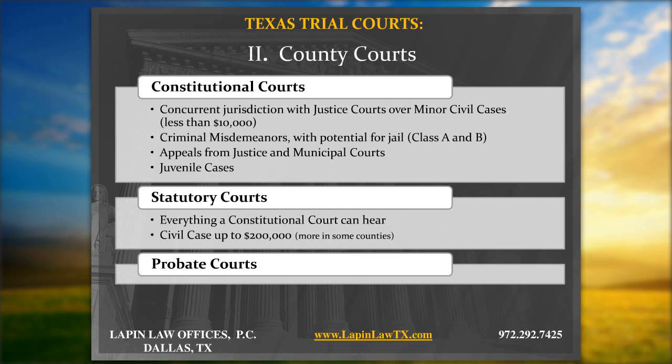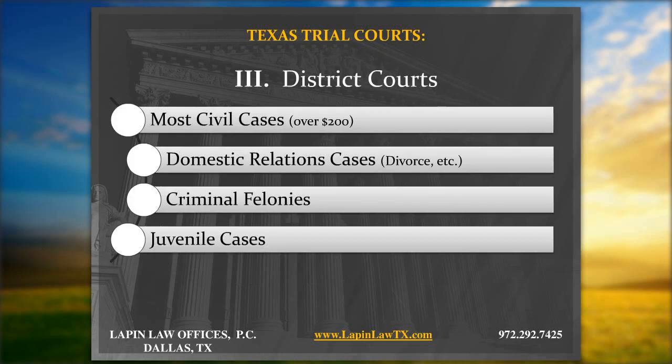The county courts, the intermediate level trial courts in the Texas system, are composed of constitutional courts, courts authorized by the Texas Constitution, statutory courts, courts authorized by the Texas legislature, and probate courts. And then finally, the district courts are the main trial courts in the Texas court system. Most civil cases are heard in the district courts, as are domestic relations cases, divorces and the like, serious criminal cases, felonies, and juvenile cases.